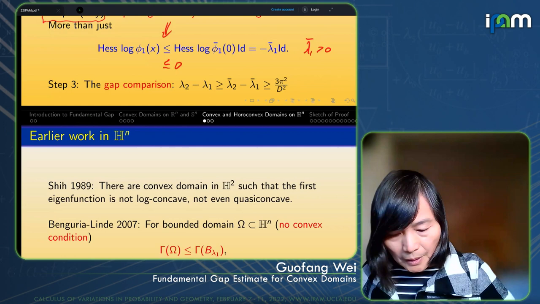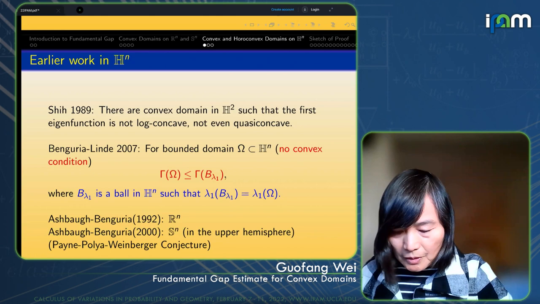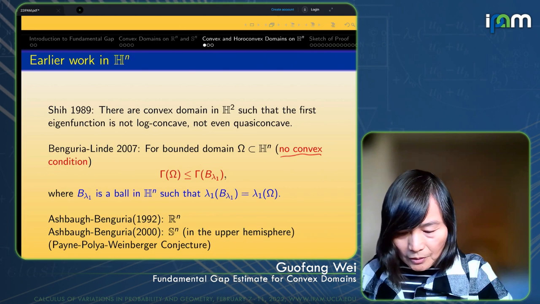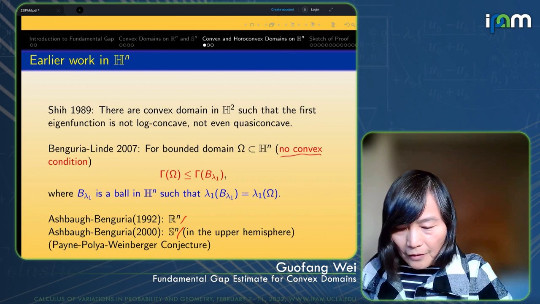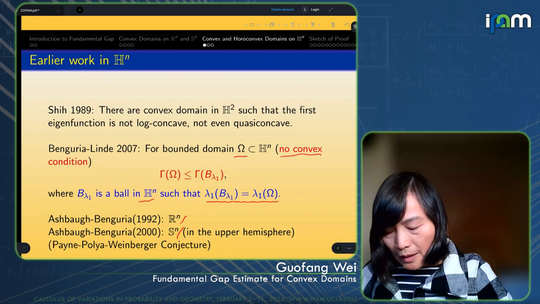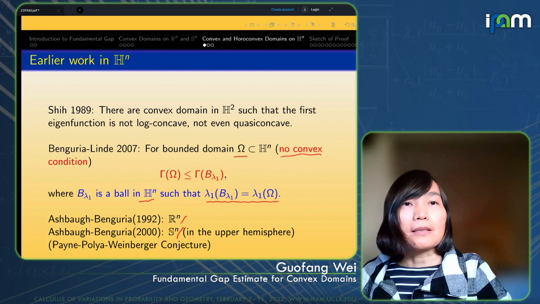There is some work on the upper bound, showing some gap estimate, which works also for spaces of constant curvature. For the upper bound, you don't need to assume convex, so any bounded domain. Here it is stated for the hyperbolic space; similar versions were already done in the Euclidean space and the sphere earlier. Xian did Euclidean, then sphere, then hyperbolic space. It shows that for any domain, you take a ball in the same space such that the first eigenvalue of the ball is the same as that of the domain. Then the second eigenvalue of the domain is smaller than that of the ball, so the gap is smaller. This is a natural upper bound estimate by the ball.